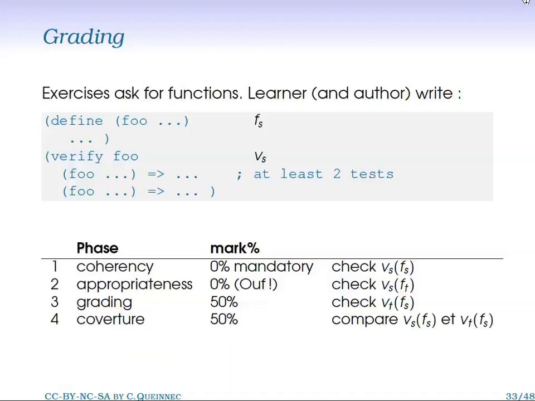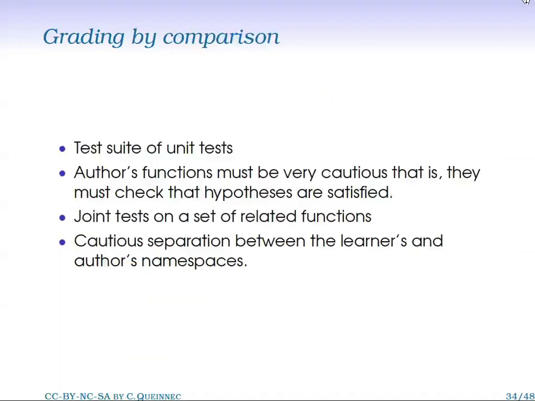So the only difference between the code of a student and the code of a teacher is that the code of a teacher should be very cautious, and it should check the hypotheses which are expected to be true on the code of a student. So if we say that the function of a student should take natural numbers, then we must test in the teacher's function that we have a natural number, not something else. Okay, so this is the slight difference between the code of a student and the code of a teacher.